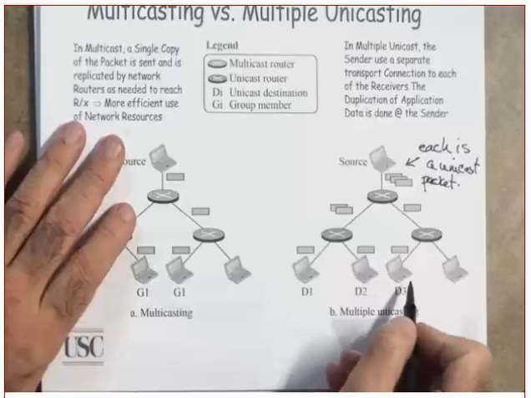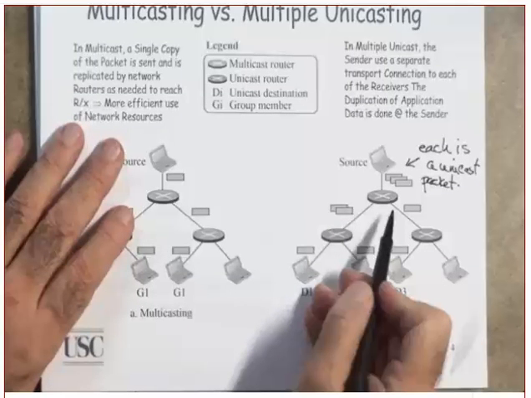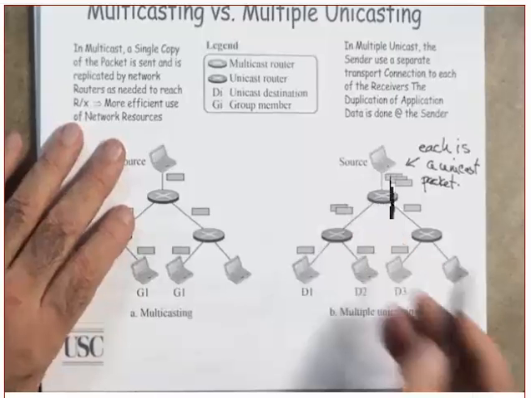9 packets. Whereas in this case here, the source does not make copies of the packet. It's the same packet, addressed to the group. We will see how that is done in just a second. With the group address, the router will make copies. Let me ask you a question.